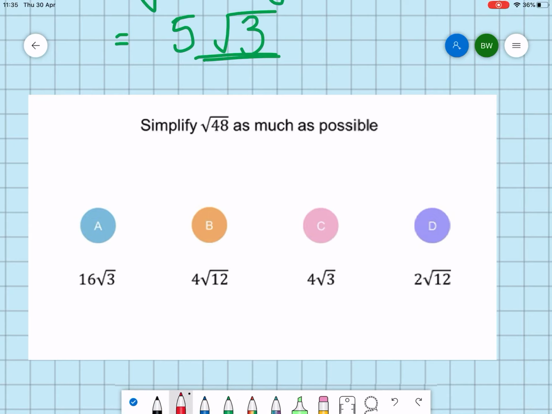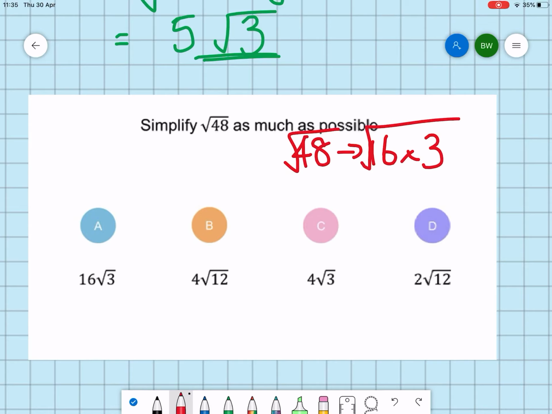So when we're looking at root 48, we're thinking of a square number that goes into 48. Now, we can take this two ways. The highest square number that's a factor of 48 is 16, because I can write 48 as 16 times 3. So in that case, root 48 would be root 16 times 3, which is root 16 times root 3, which becomes 4 root 3. So C is my answer.